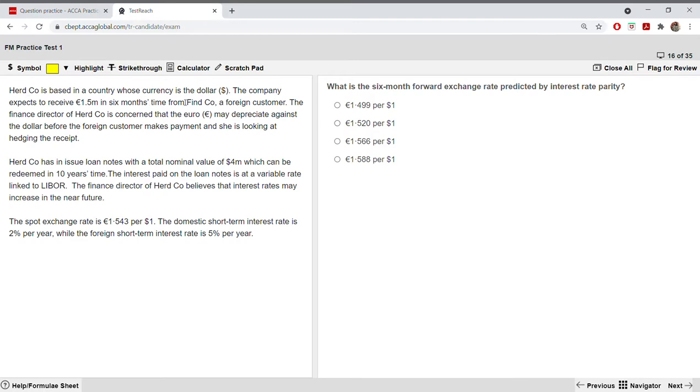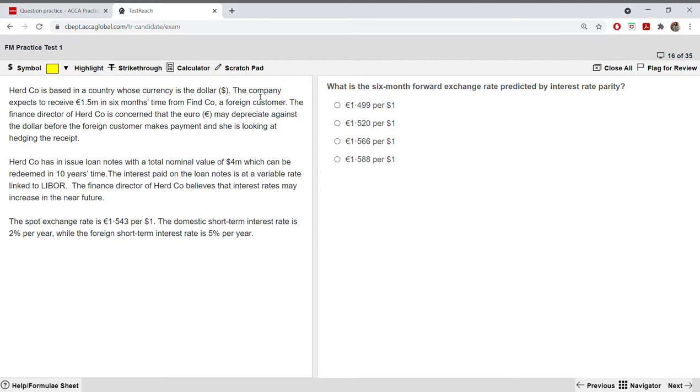HUD is based in a country whose currency is the dollar. So we know the home currency is dollar. The company expects to receive 1.5 million in 6 months' time from a foreign customer. So your domestic or home currency is dollar, your foreign currency is euro. Whenever exchange rate questions are there, you have to decide what your home currency is and what your foreign currency is, because based on that you'll be using the interest rate parity. Which interest rate goes in the numerator and which goes in the denominator will be decided by your foreign currency and your home currency. The finance director of HUD is concerned that the euro may depreciate against the dollar before the foreign customer makes payment, and she is looking at hedging the risk.